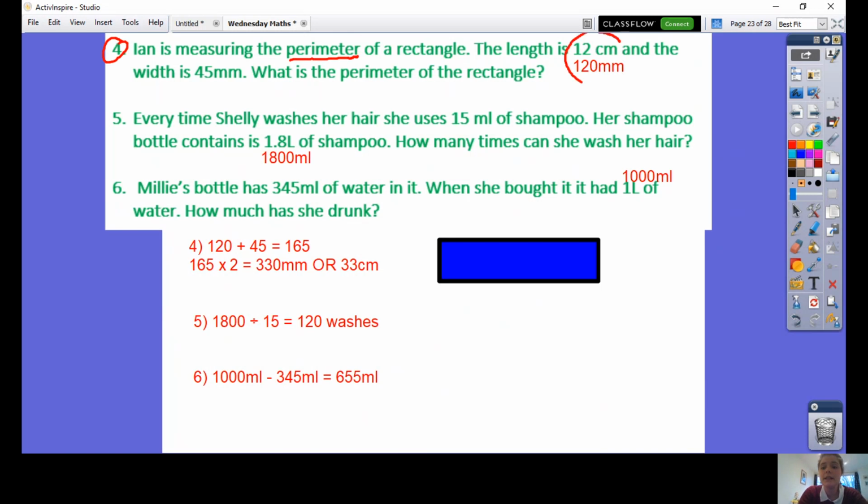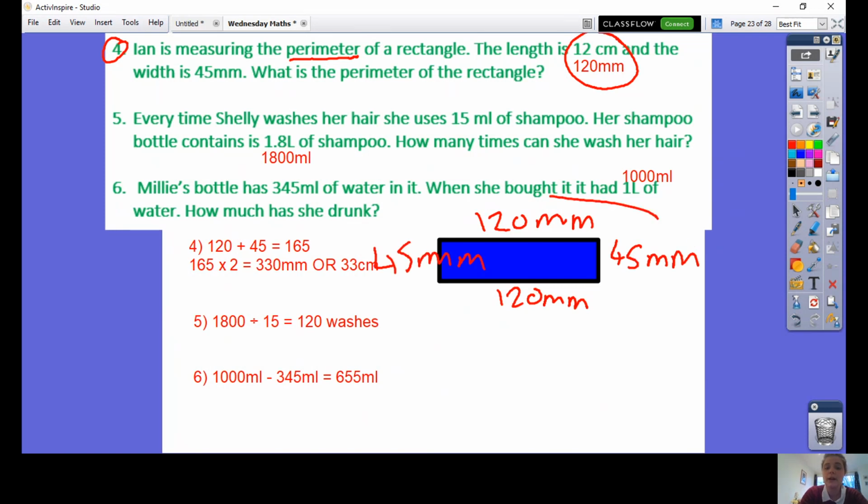First, you need to convert 12 centimetres into 120 millimetres. Then remember, the perimeter is the measurement around the outside. I'll quickly label up my numbers. My favourite way of finding the perimeter is to do 120 add 45, which is 165, and then times that by 2 to include those ones. Some people do it differently. Some people do 120 times 2, add 45 times 2, but ultimately the answer was 330 millimetres or 33 centimetres.